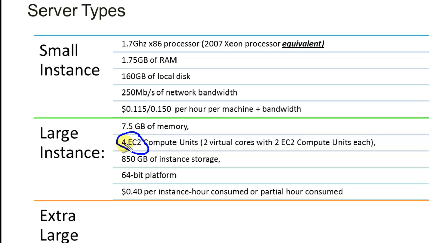Now a 4 EC2 compute unit is a large instance, which will have 2 virtual cores with 2 EC2 compute units each. It will have a huge amount of storage, 850 GB, 7.5 GB RAM, 64-bit platform, and only 40 cents per hour. This is for large instances. If you want to use this kind of server, it is this. And remember, you never buy anything here. Although we use the word buy sometimes, effectively what you are doing is renting. In Amazon, you don't really buy in the real sense, you rent and use it. So we don't buy, we rent.